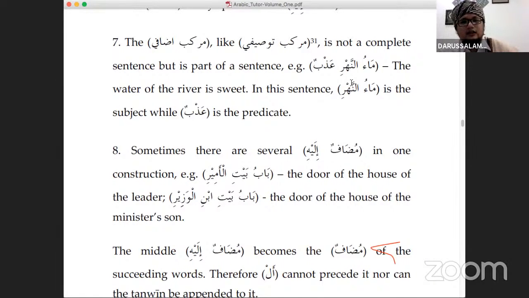Okay. So in this sentence, ma'un nahri will be the subject. Yes? Go on.